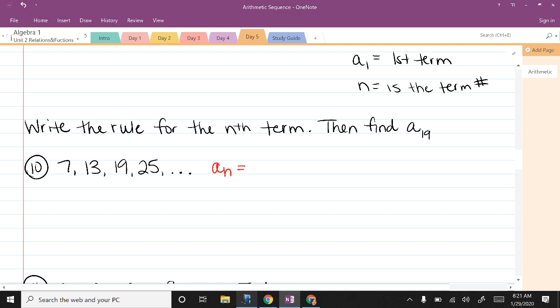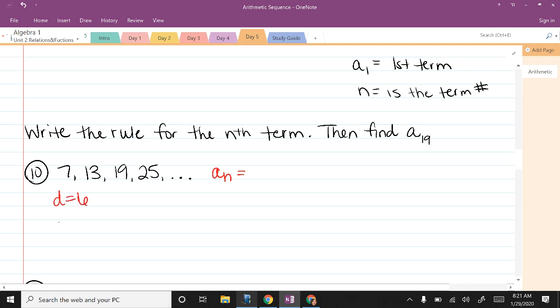equals d. What's the common difference? Yeah, they're adding 6 every time. Do y'all agree? Okay. And A1 is the first number in that sequence. What's the first number they gave me in the sequence? 7. Okay, so I'm going to use D is 6 and A1 is 7. So A sub n equals D is 6 times n minus 1 plus A1 is 7.